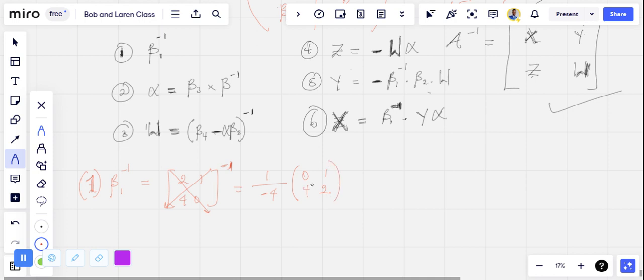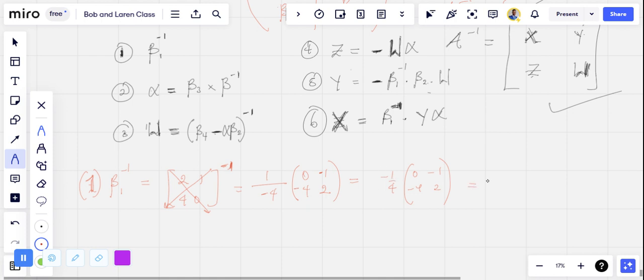But one thing must change: change to the opposite sign. This is positive 1, it becomes minus 1. This is positive 4, it becomes minus 4. So this will result to minus 1 over 4 times the matrix 0, minus 1, minus 4, 2. So this is what we have as our beta 1 inverse.